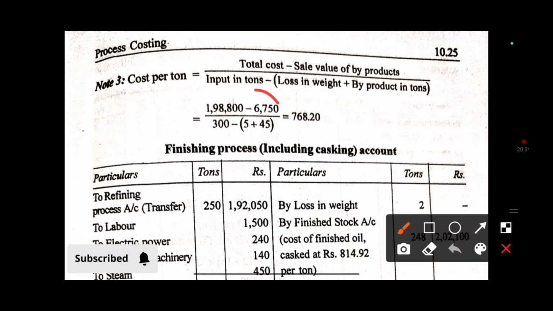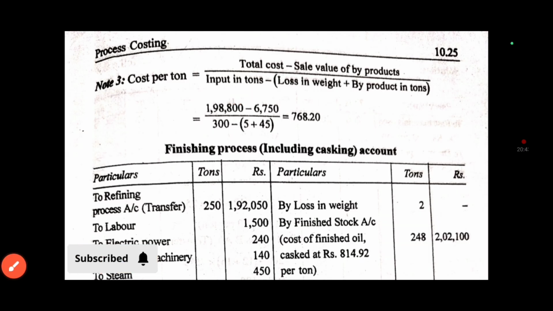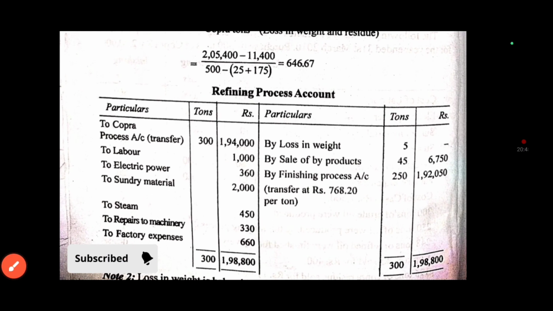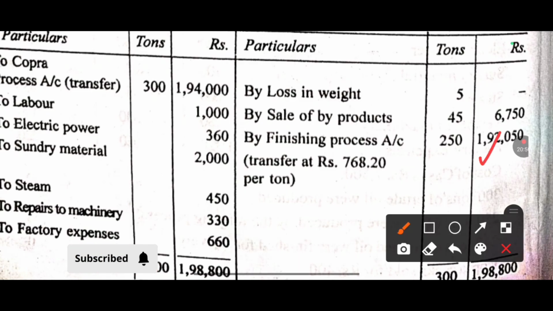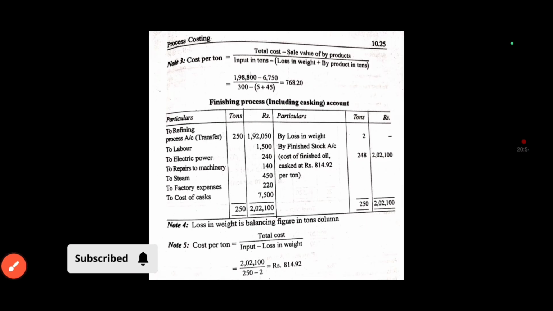6,750 subtracted from 1,98,800, you will get the output value is 1,92,050 rupees. Okay, so let's come to the format.